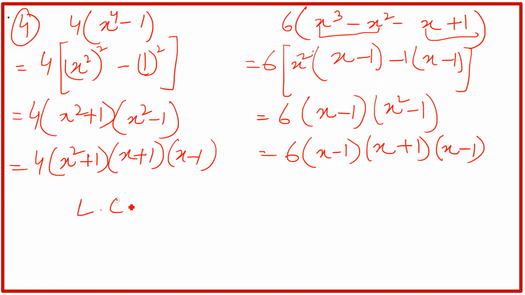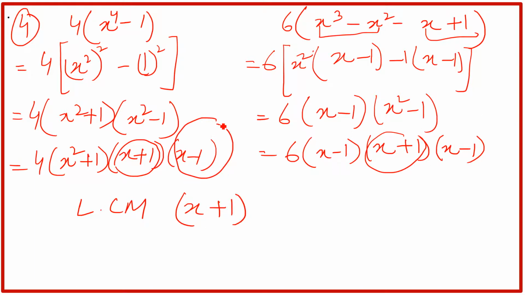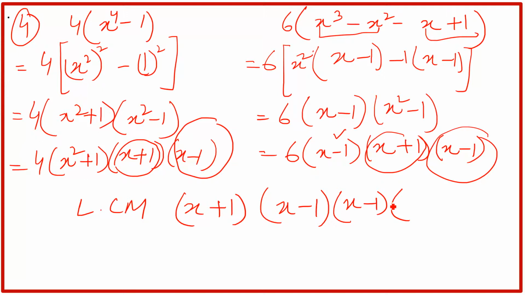Now what is the LCM? x plus 1 is here, x plus 1 is here. We will write down one time. x minus 1 is here, x minus 1 is here. Right? Write down one time. What is left? x square, or either here x minus 1 is. So x minus 1 we can write down. Here x square plus 1.